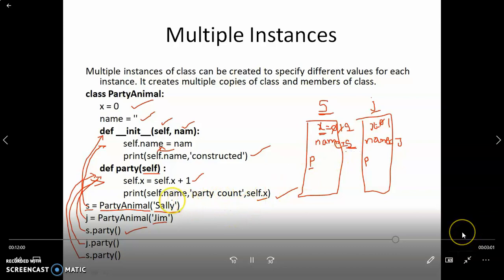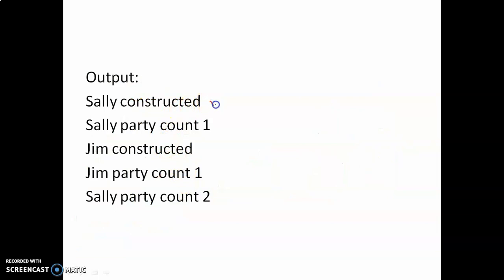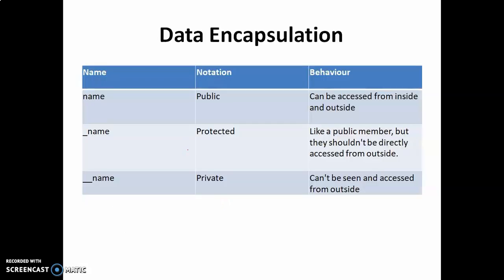Like this we can create different instances for the same class, and we can store different values in the different instances, so that these values are updated based on the instances and based on the methods we are calling. It shows the output as Sally is constructed, Sally party count is 1, and Jim is constructed and Jim party count is 1. Again Sally is invoked once more, so that we have party count 2. Like this we have different instances with different values. We can increment them and we can modify the values. Two times the instance is constructed.